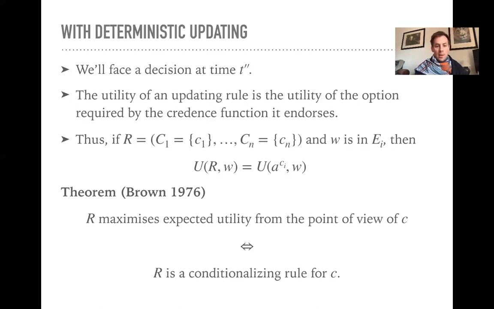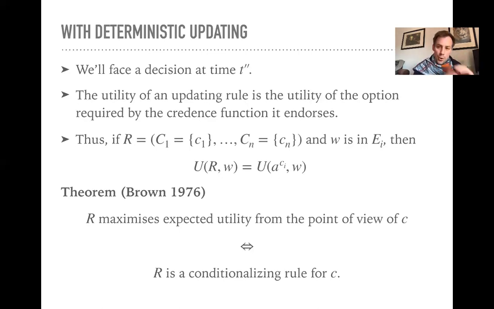And then we just get this nice result from that, that the updating rule that maximizes expected utility from the point of view of your prior is going to be a conditionalizing rule. This was really known. Savage already has this in his Foundations of Statistics, 1954. I.J. Good mentions it, alludes to it in passing as well. It was made explicit and the proof spelled out in Peter Brown's paper in 1976. But it's pretty clear that Savage had recognized it already. So that's the expected pragmatic utility argument.